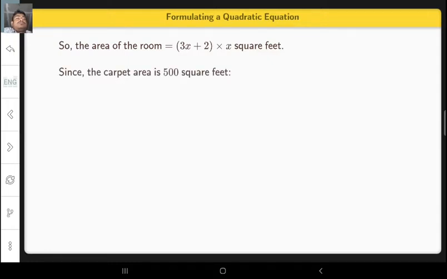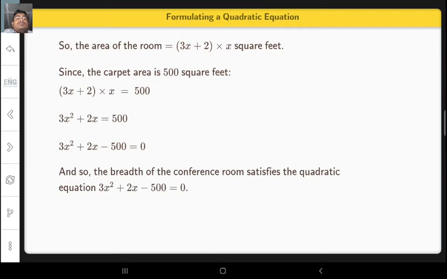Since the carpet area is 500 square feet, we can write (3x plus 2) into x is equal to 500. On simplifying it, we get 3x squared plus 2x minus 500 is equal to 0. And so, the breadth of the conference room satisfies the quadratic equation 3x squared plus 2x minus 500 is equal to 0. Tap the buttons to understand this better with more examples.